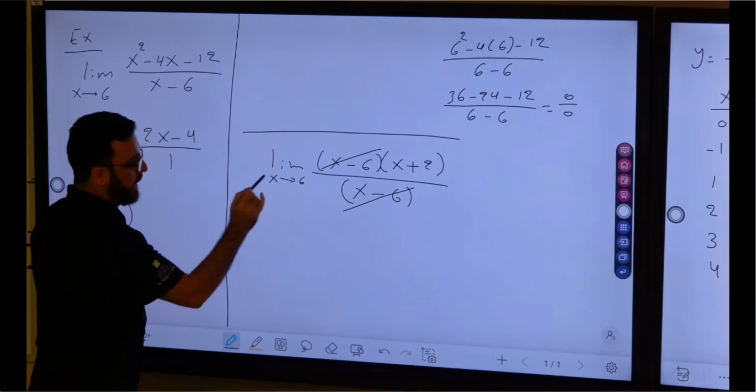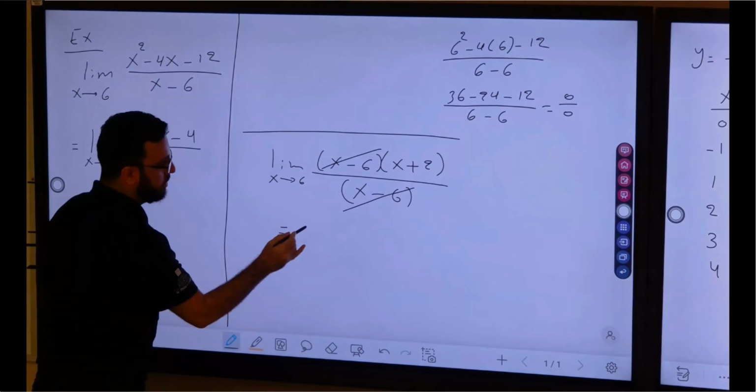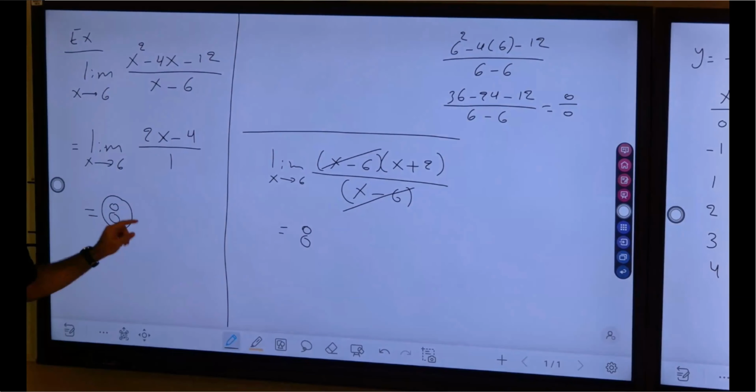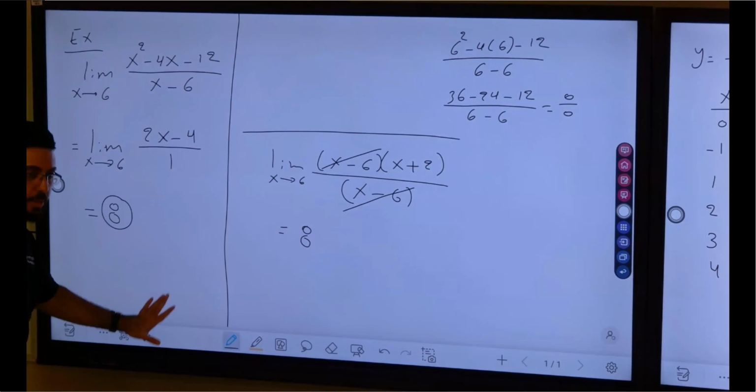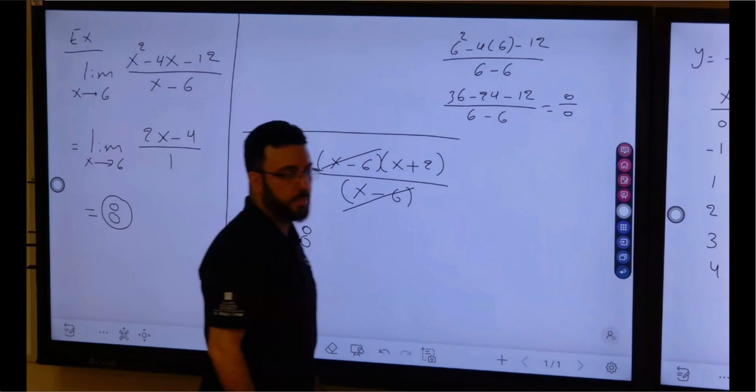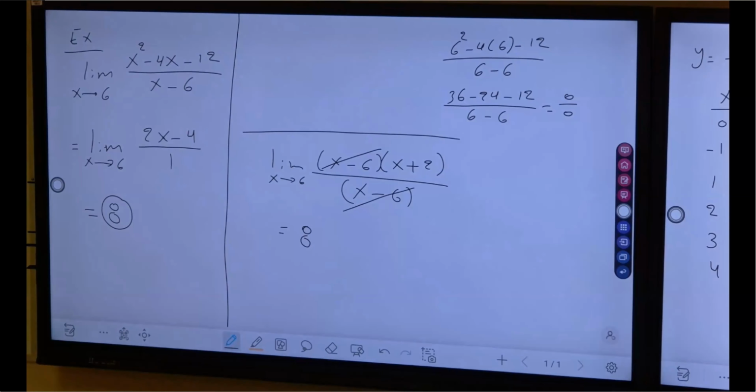And then you're going to plug in the 6, so it's going to be what? 8. Is that the same result? So this is with using the L'Hôpital rule, this is without using the rule, okay? Got it? Now the next example.